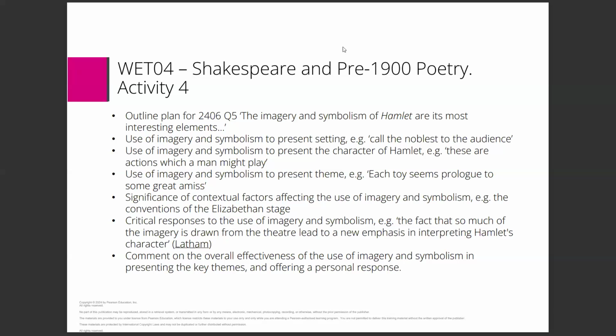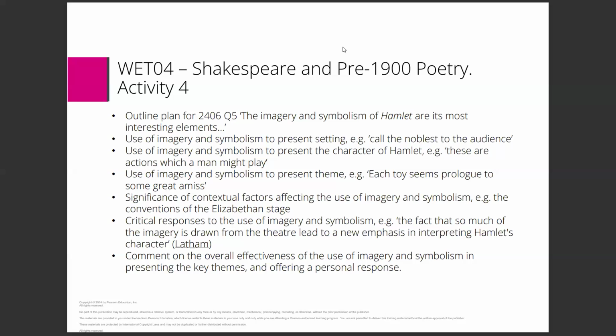So if we took a question from the June 24 paper, if we take the one that we haven't looked at so far, a question about imagery and symbolism. So the steer was that the imagery and symbolism of Hamlet are the most interesting elements. And looking at indicative content on that particular mark scheme and asking candidates to add some examples from the text or from their reading, they could begin by looking at how the imagery and symbolism form an important aspect of setting.